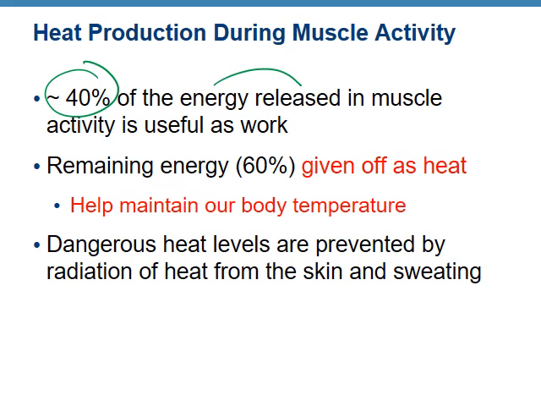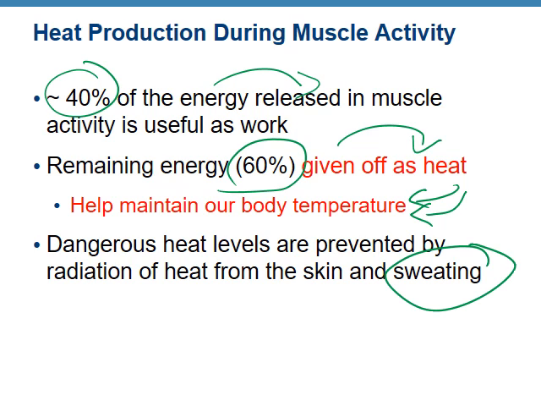40% of the energy released in muscles actually does work. The remaining 60% is given off as heat, and this helps us maintain our body temperature. We learned about this in Chapter 1 when we talked about shivering and sweating.